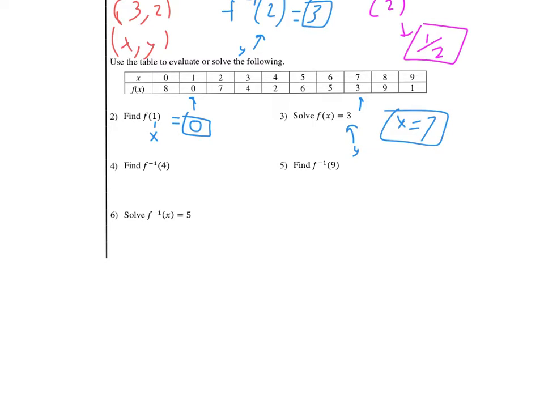Next up, f inverse of 4. Normally when it's inside there, that's the x value, but since it's inverse, that's a y value. So I need a y value of 4, which would be an x value of 3. Same idea here, f inverse of 9. That is a y value, since we're talking inverse, so the x value would equal 8.